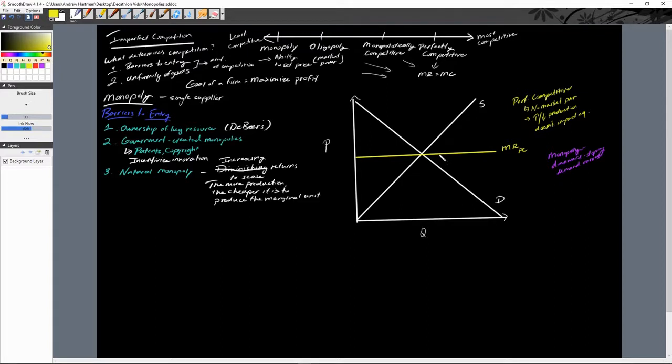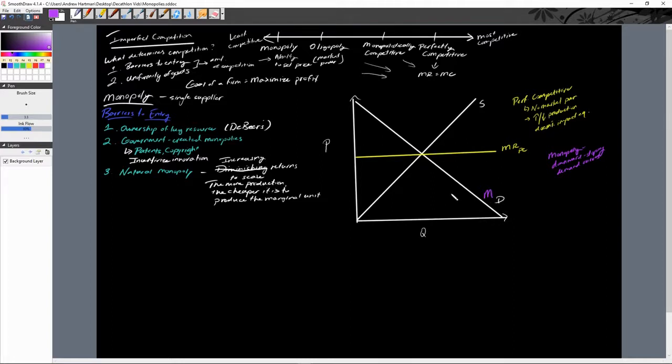if they go above price, then nobody's going to buy from them. If they go below price, well, they're already working at a zero economic profit, so they're going to exit the market. So essentially, they have this horizontal demand curve as well. What we see here is that a monopoly is facing a downward demand curve, and so essentially, this is the monopoly demand curve right here.